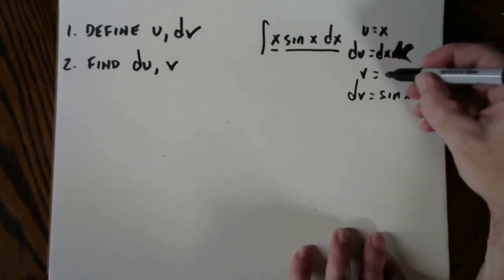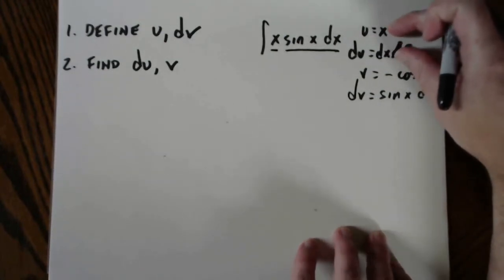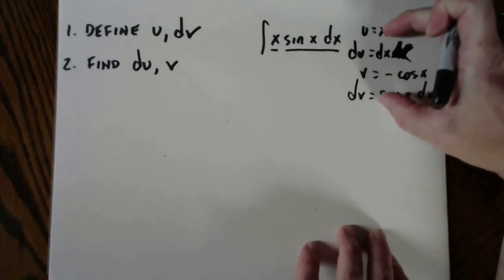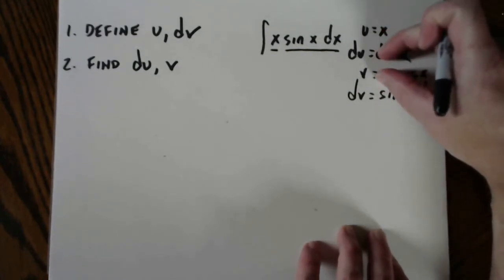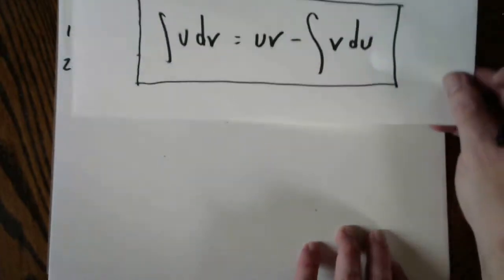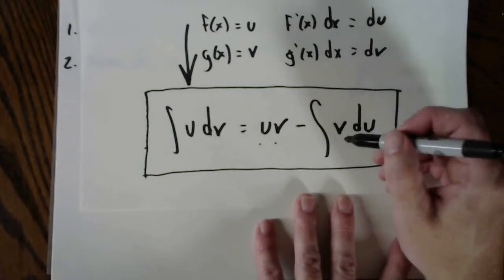And that's going to be negative cosine. So I define these as I wish. These two follow. And then I apply the formula. I have all the pieces I need. I have u, I have v, I have du.